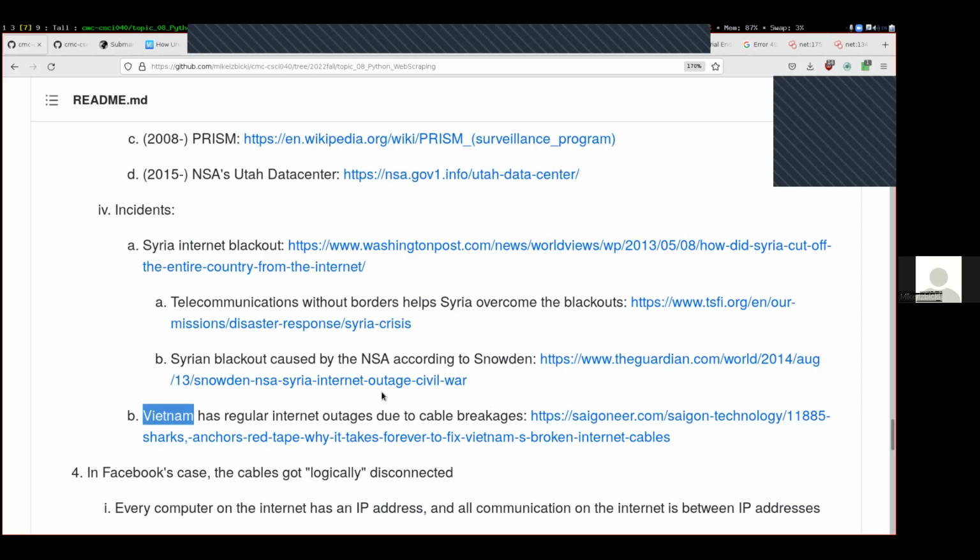One of my favorite international organizations that most people haven't heard of: everybody's heard of Doctors Without Borders, but there's Telecommunications Without Borders. When a country like Syria goes off the internet, they parachute in with satellite receivers so that journalists in a war zone can continue having internet, talking about what's going on, and sharing that with the world. They literally had people parachuting in with satellite dishes to get people back on the internet.